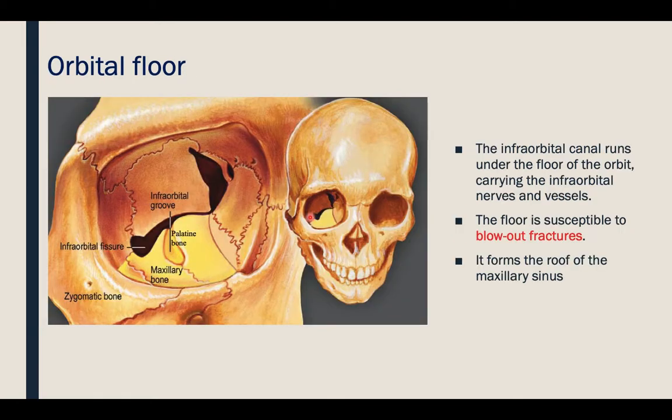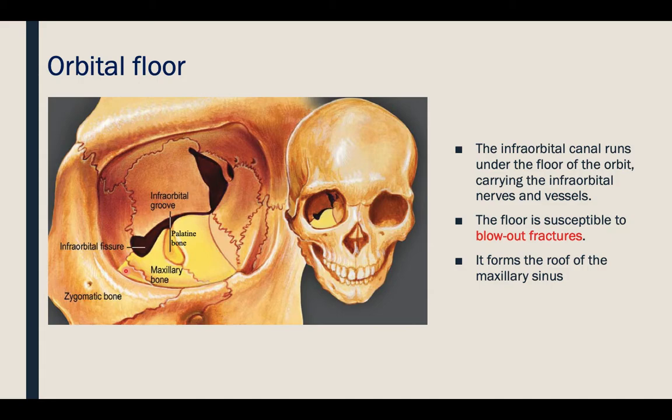The orbital floor, this is also made of 3 bones: the palatine, the maxillary, and the orbital plate of the zygomatic bone. So here what's important, the infraorbital canal. It runs under the floor of the orbit. This carries the infraorbital nerves and vessels which may get damaged during damage to the floor. So the floor is susceptible to blowout fractures.